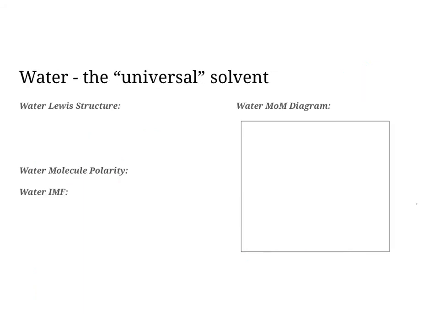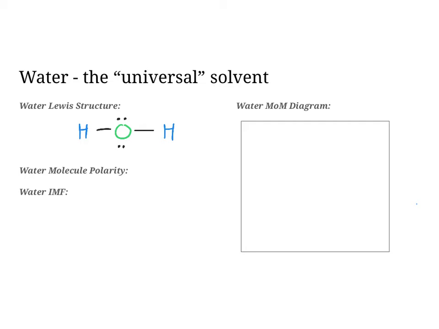Oh boy, got a little water. Water has a Lewis structure. We know that oxygen has 6 valence electrons. So I would draw something like this. And hydrogen has 1 valence electron. So I would draw something like this. I would draw my bonds here. And that would be the water Lewis structure.